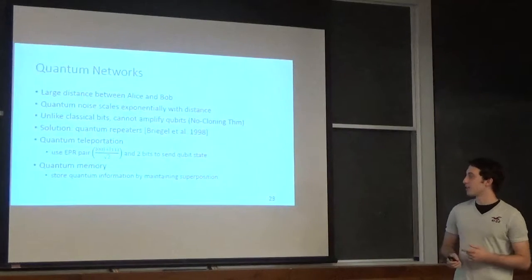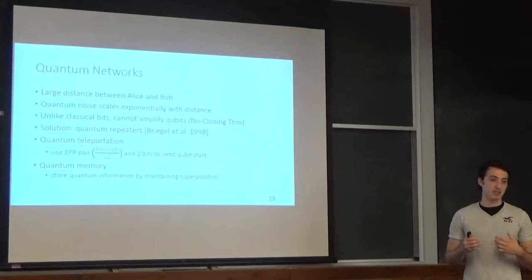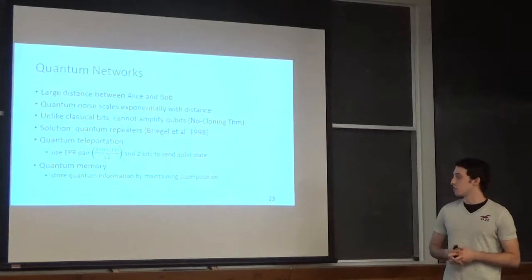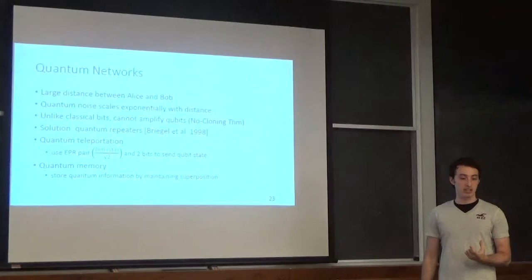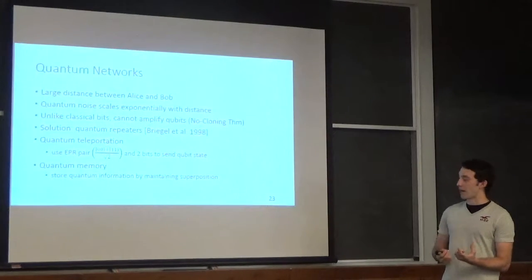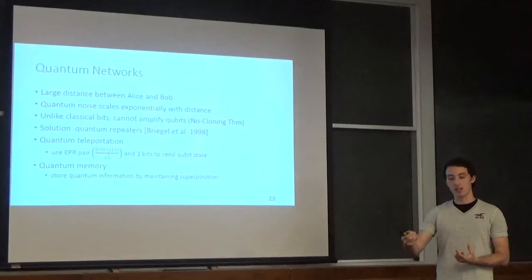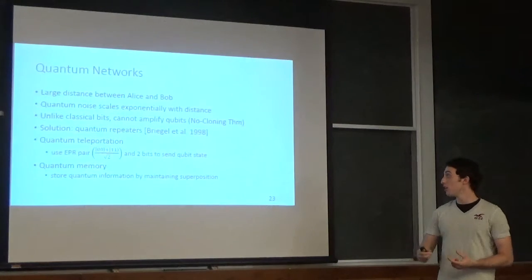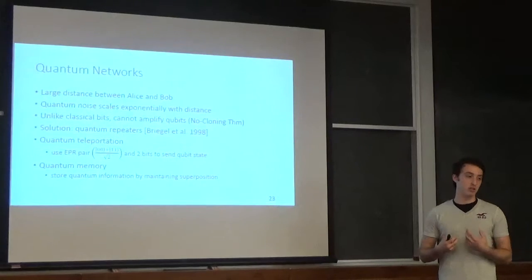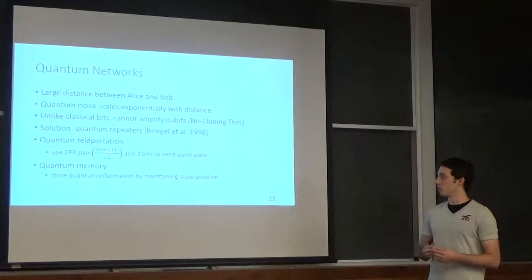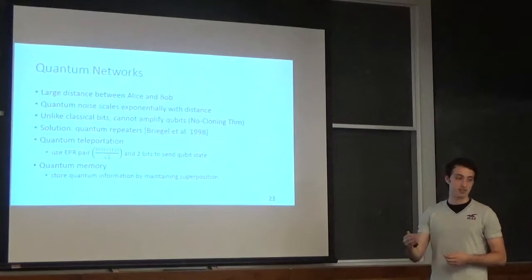So what we do instead, as proposed in '98, is have these things called quantum repeaters, evenly spaced between Alice and Bob. And these repeaters utilize quantum teleportation to send one state from Alice to the first repeater, and then from that repeater to another repeater all the way down the line, and then finally to Bob. And this actually increases the fidelity a lot, compared to the setup without quantum repeaters.